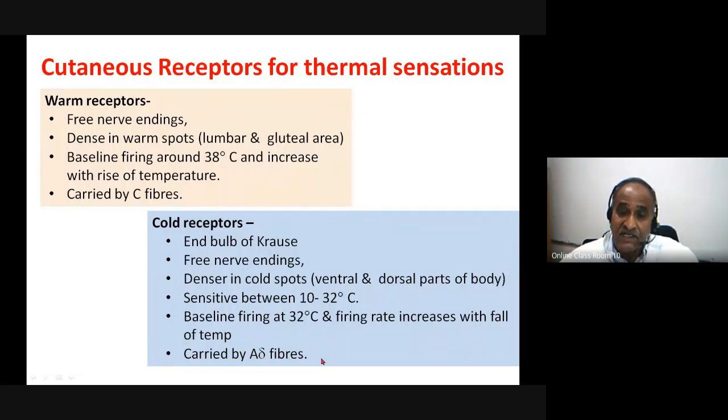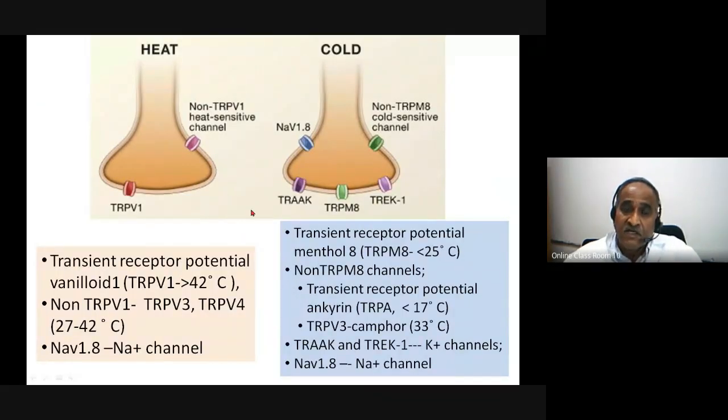That is, thinly myelinated nerve fibers. Their conduction velocity is somewhere around 10 meters per second, plus or minus 5 or 6, or whatever may be the situation, at the maximum 20 meters per second. Here are the receptors. These receptors are complex receptors which are expressed with different types of channels. And these channels are known as transient receptor potential vanilloid 1 channel.